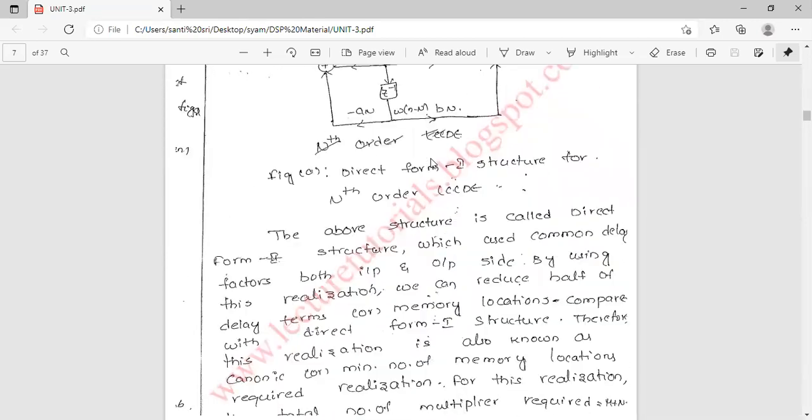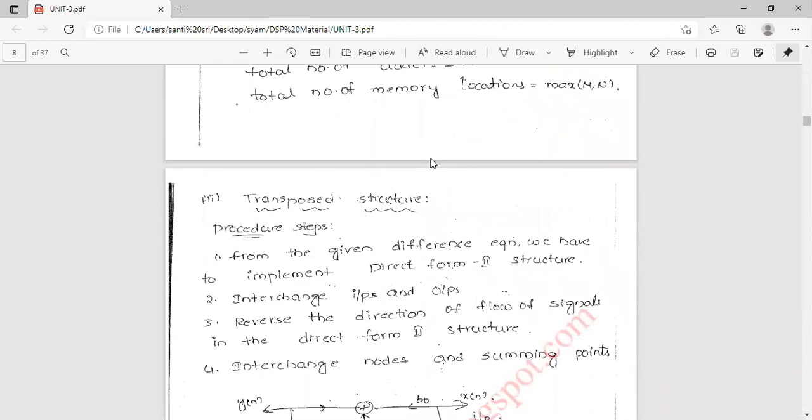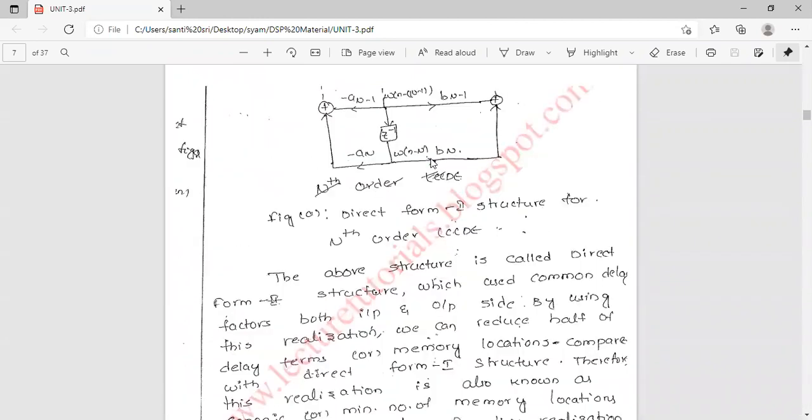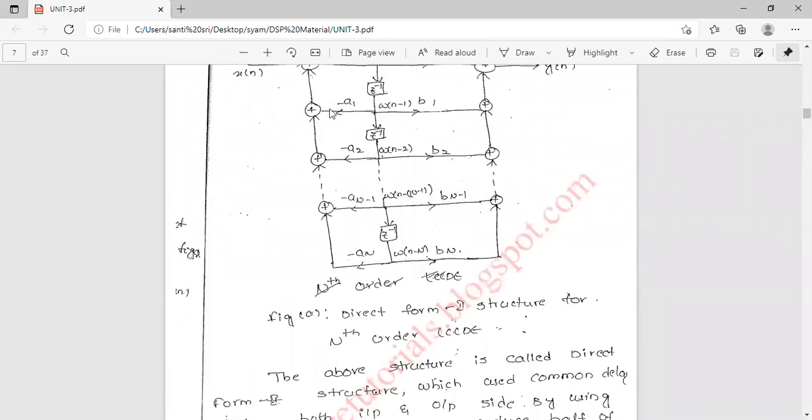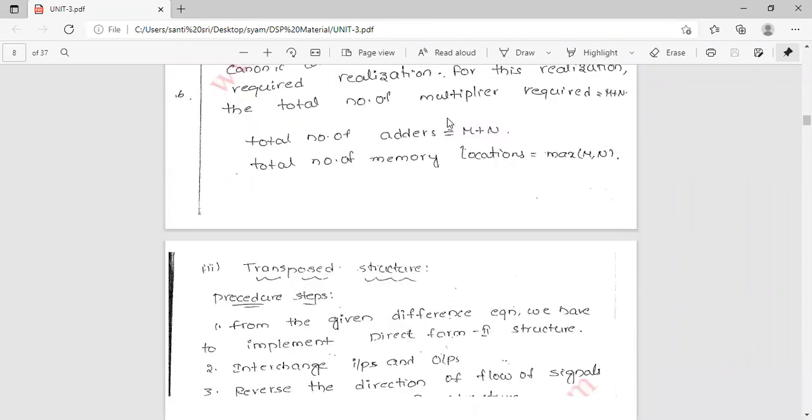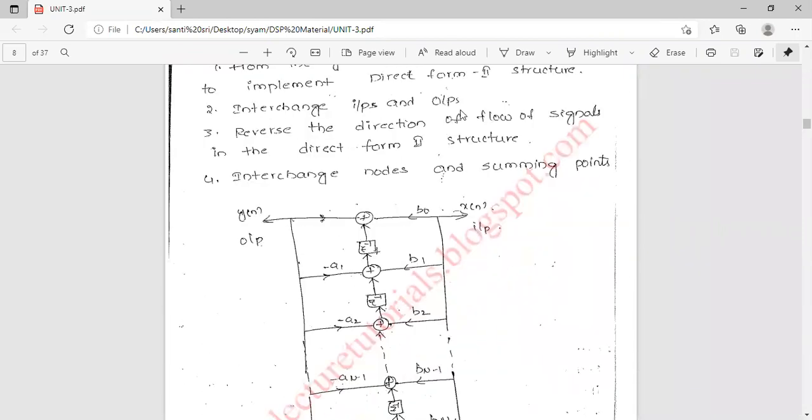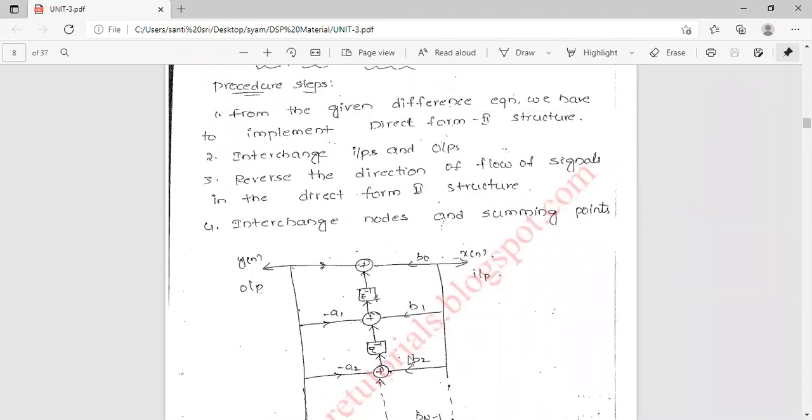What is the next step? Interchange inputs and outputs. Next, reverse the direction of flow of signals. Here the direction of flow of signals is like this. This is going out, and here, by interchange, it means coming inside. Okay. Next, the fourth step is to interchange nodes and summing points.